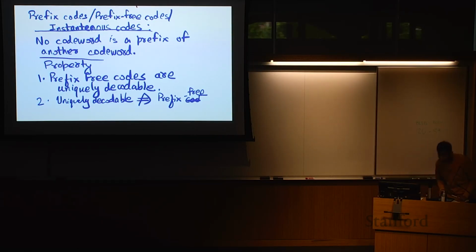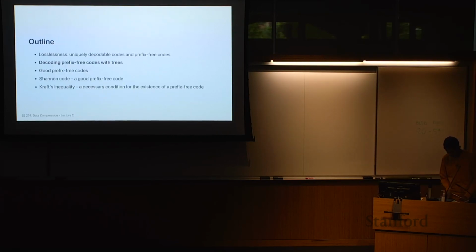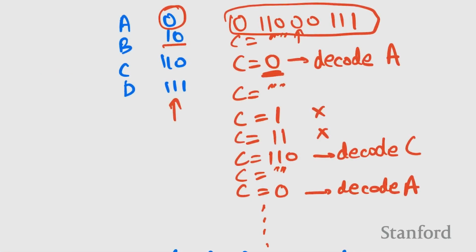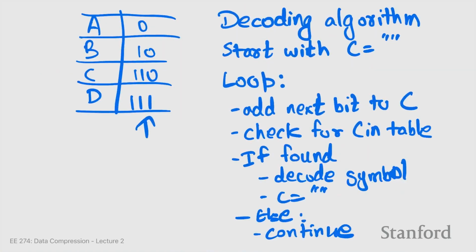Okay. Any questions about this? We'll talk about the prefix codes throughout the lecture. Hopefully by the end of it you will feel very comfortable with them. Okay, so second topic in the outline. We saw one algorithm to decode prefix-free codes already, right? You start with something and then you keep adding bits until you find something. This is one algorithm. We will see another algorithm.